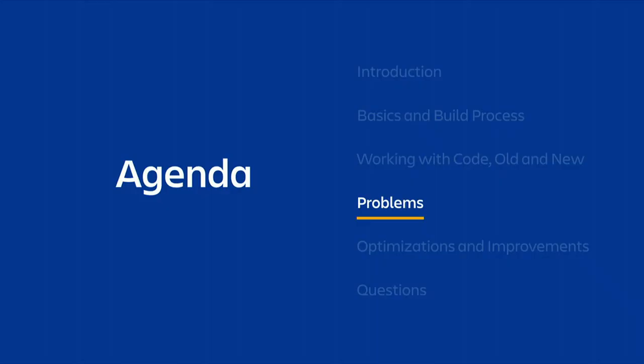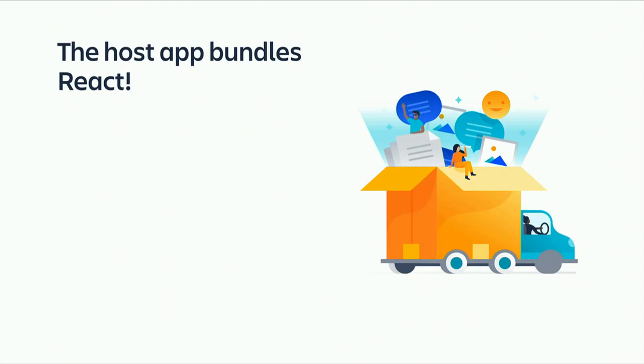Problems, our favorite topic. Now, making a major shift like this, we're certainly going to encounter some issues. The first one is, ooh, the host app bundles React. What do I do? Certain hosts, such as Confluence Server 6.15, and I think certain recent versions of Bitbucket, also bundle React and React DOM as AMD modules. We want to use these where appropriate to reduce the page size.